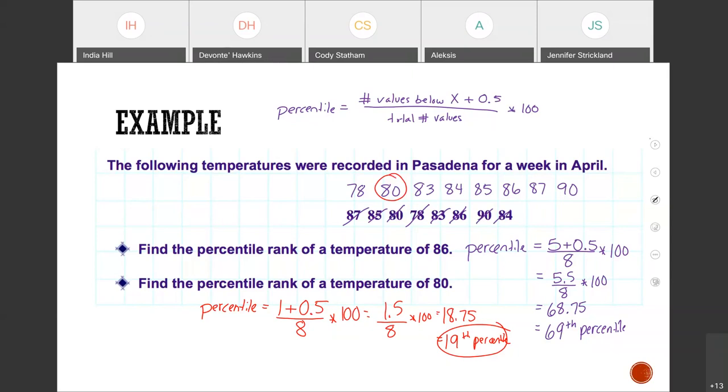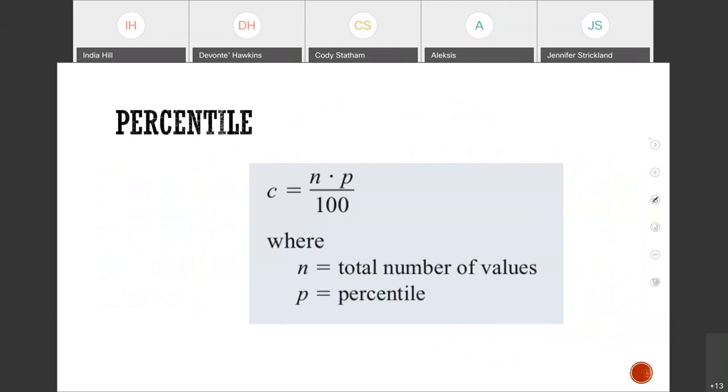The other formula that we use with percentiles looks like this. This formula is used if we are given the percentile and we're trying to find the value. So I'm going to write that down just so we can keep that in mind. This is used if we are given the percentile, and we need to find the data value.